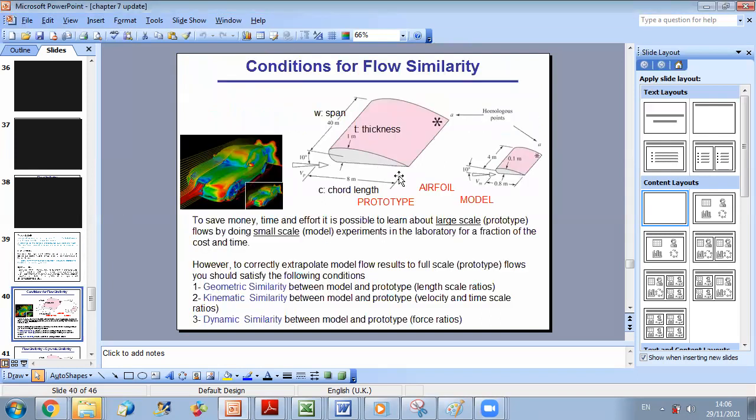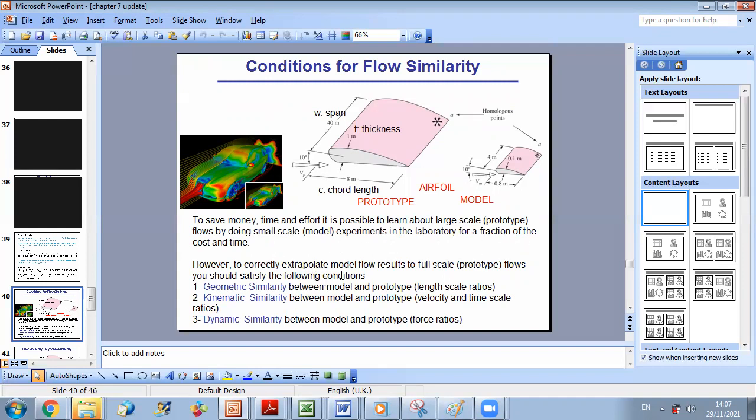So as we already mentioned before, if you have to perform, let's say, an experiment on an airfoil shape or a wing, you can build a model with much smaller dimensions. So here, for example, all dimensions are divided by 10 and angles are the same. So to save money, time, and effort, it is possible to learn about large scale, which is the prototype, flows by doing small scale model experiments in labs for a fraction of the cost and time.